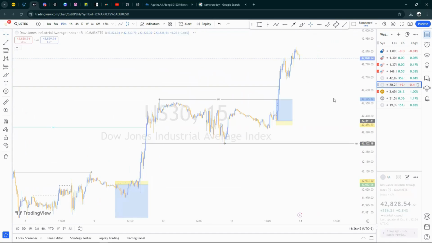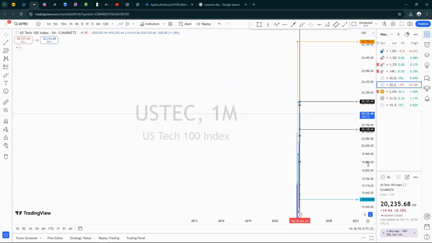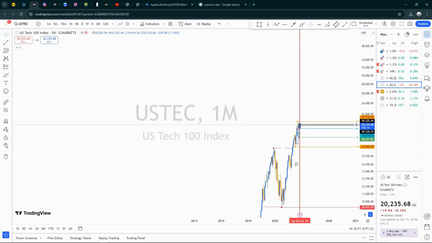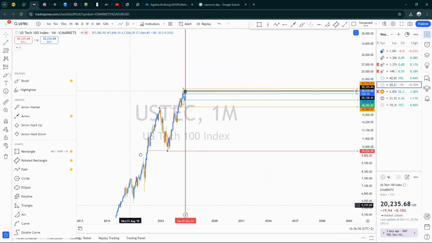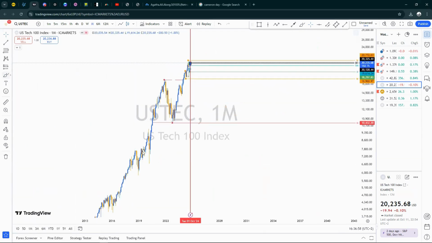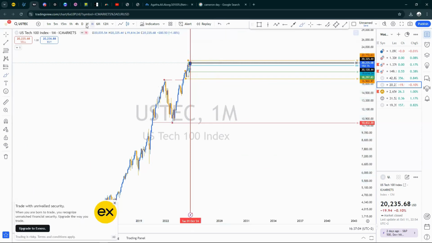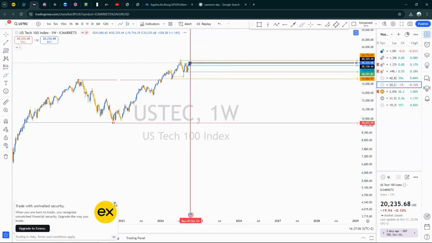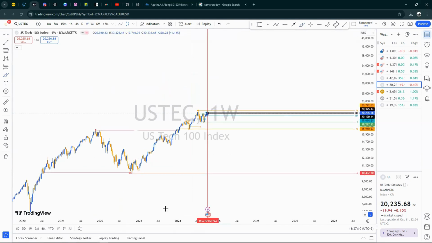Okay, let's jump into Nasdaq. We started with monthly also. Monthly, obviously, we are in an upward trend also. This is a structure. So we're expecting a buy because we are in an upward trend. The only time we look for a sell is when we are in a downward trend.